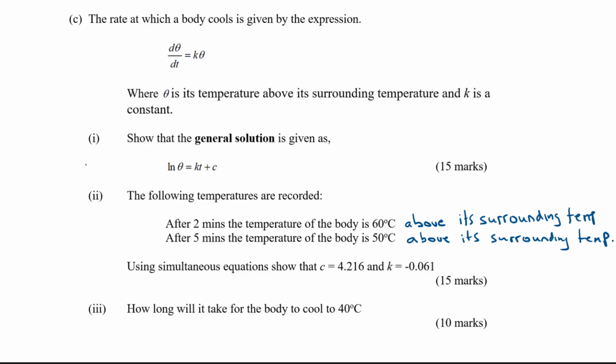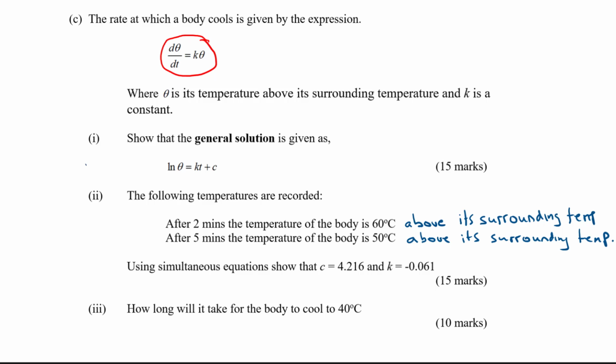Now part C, we're told that the rate at which a body cools is given by this expression. The change in the temperature with respect to time equals k times theta. So it's really like having a question, dy/dx is equal to, say, 8 times x, or 8 times y. And if I asked you to find y there, you'd bring the dy's and the y's together, so you get 1 over 8, 1 over y dy is equal to dx. And then you would just integrate both sides and you'd be able to get the y and the x values. So we do the same here.